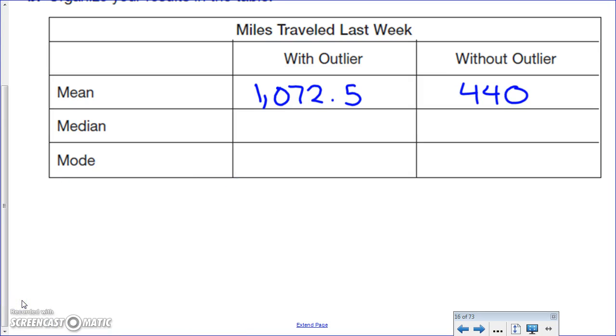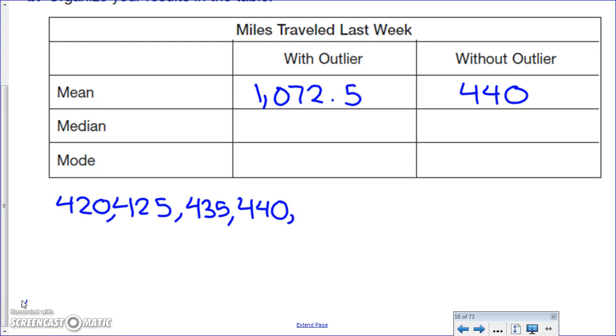Next, we're going to find the median with and without the outlier. The first thing we have to do is write all of the data points in order from least to greatest. So our order is going to be 420, 425, 435, 440, 450, which is going to get written twice because we have it twice in the data set. Then 460, and then 5,500.